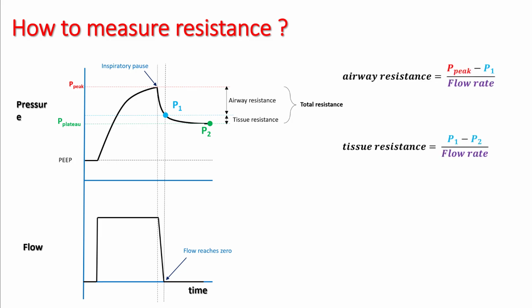So if you're looking at airway resistance, you subtract P1 from peak and divide it by flow rate. And to get tissue resistance, you find the difference between P1 and P2 and divide that by flow rate. To get total resistance, it's your peak minus plateau divided by flow rate.